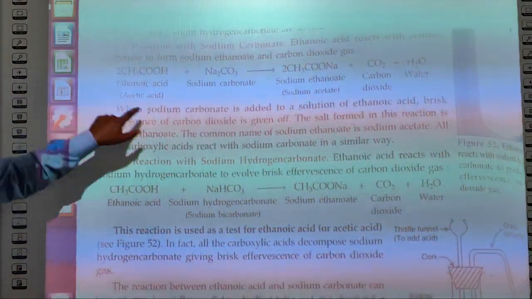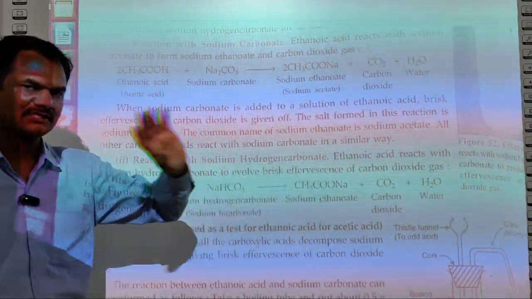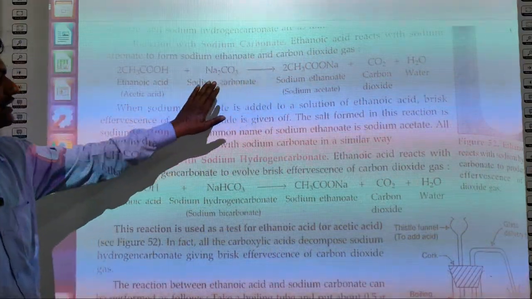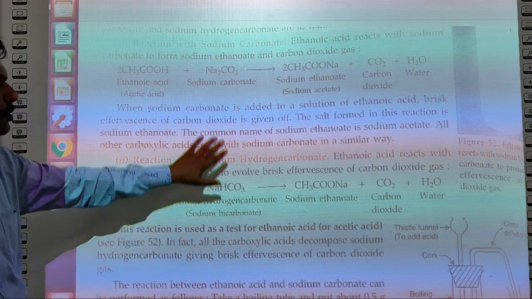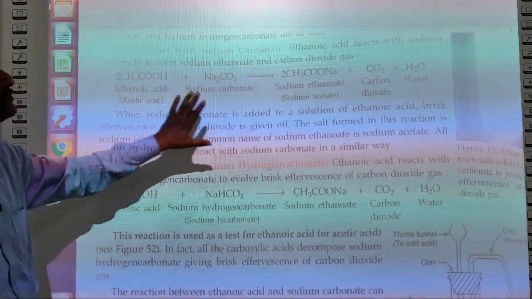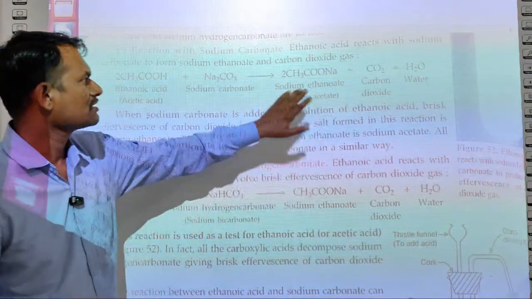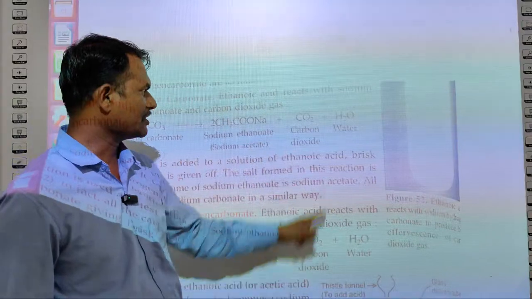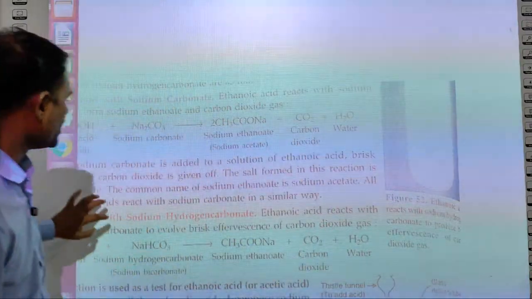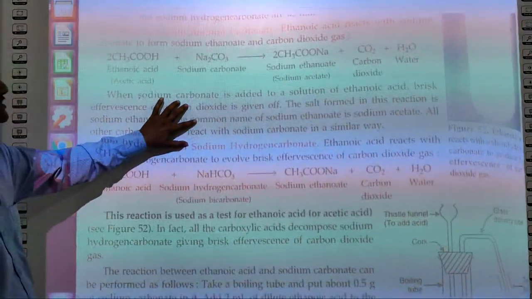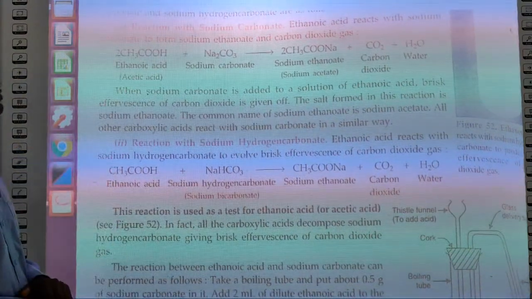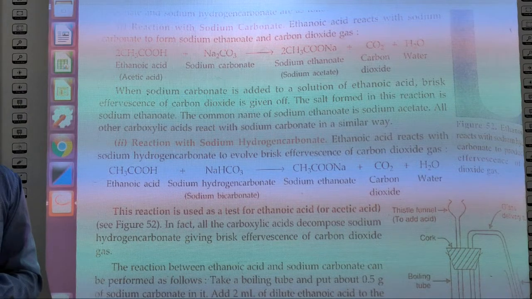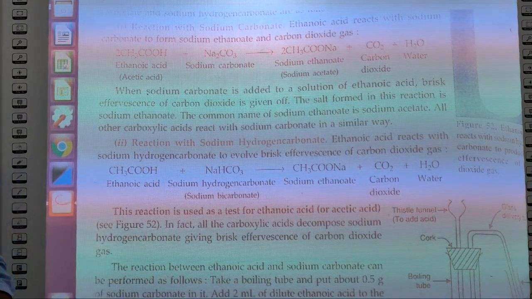Reaction with sodium hydrogen carbonate. Look here: one is sodium carbonate and here is hydrogen carbonate. Both are bases, so both will give the same products: sodium ethanoate, carbon dioxide and water. We have to balance it properly, that's important. Here take two molecules of ethanoic acid and here one molecule of ethanoic acid.